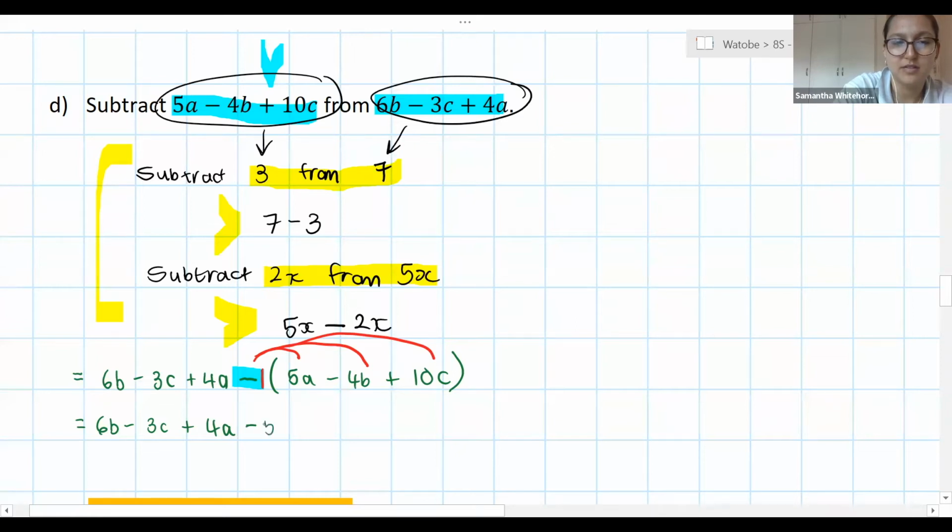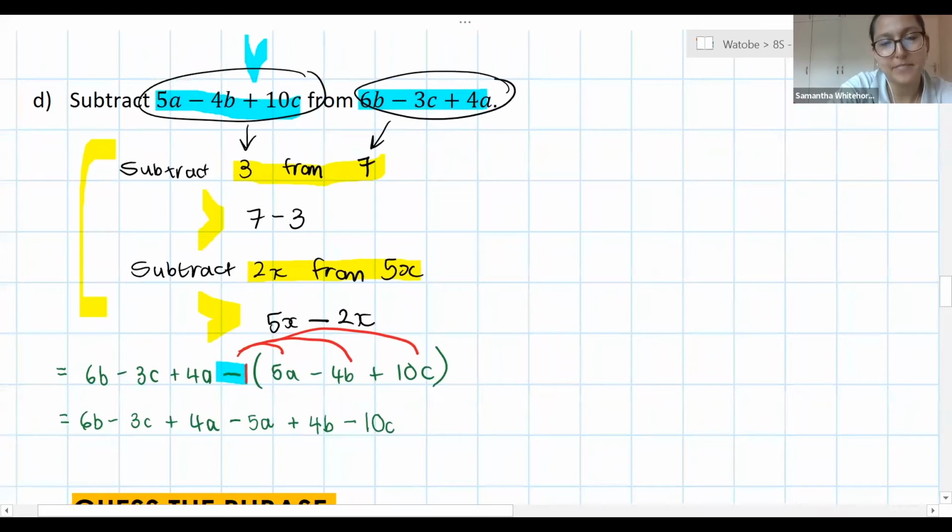Negative 5a. Perfect. And then a negative times a negative is a positive. So we'll get positive 4b. Good. And then we'll get negative 10c. Perfect. For exactly the same reason that Roberto had told us for the negative 5a. Perfect. Okay, what next? So, ma'am, for the next step, you'll be grouping the like terms.